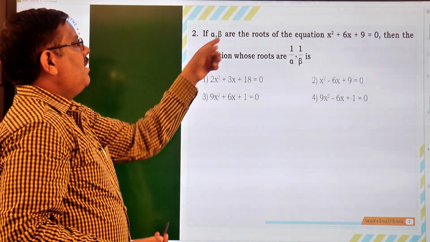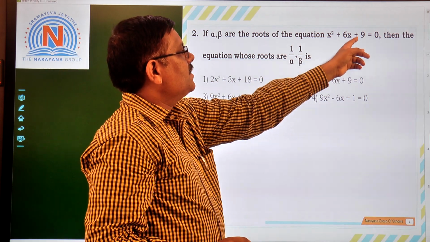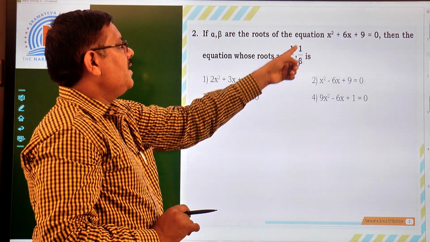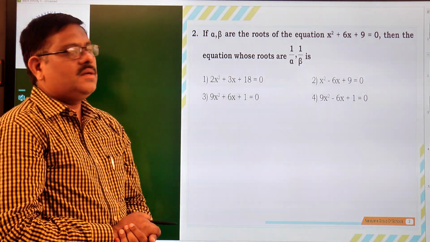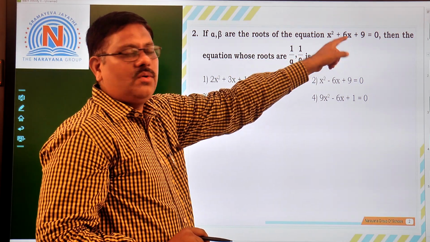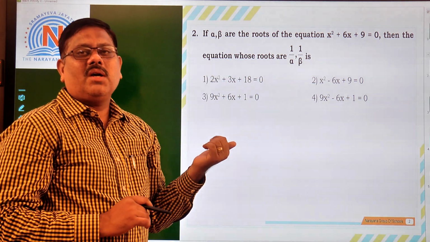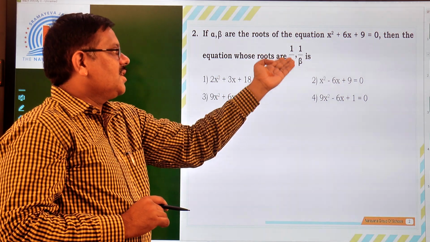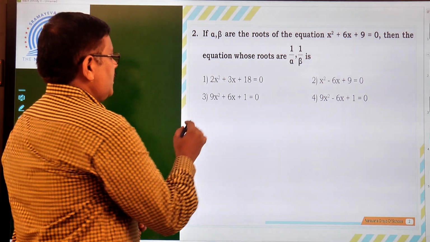If alpha, beta are the roots of the equation x square plus 6x plus 9 is equal to 0, then the equation whose roots are 1 by alpha, 1 by beta. Here also the transformation is taking place. If you take alpha, beta roots of x square plus 6x plus 9 equals 0, he is asking us the equation whose roots are 1 by alpha. Means what happened? The roots have become the reciprocals. These are the reciprocals of alpha and beta. So what is the equation? We are going to see.